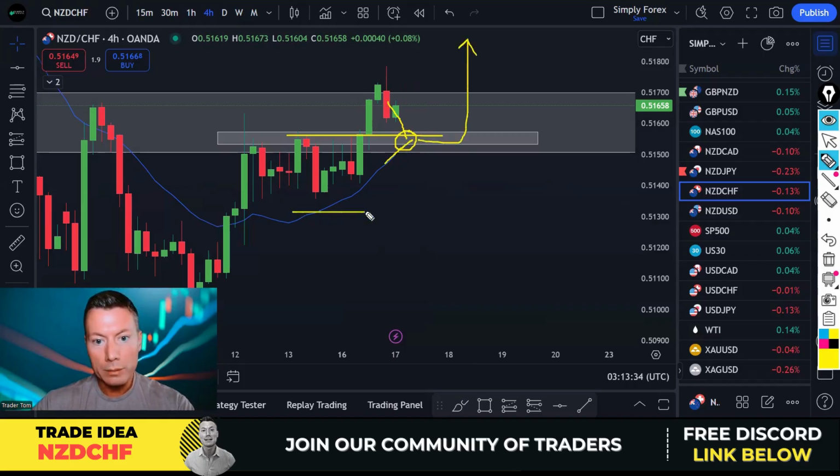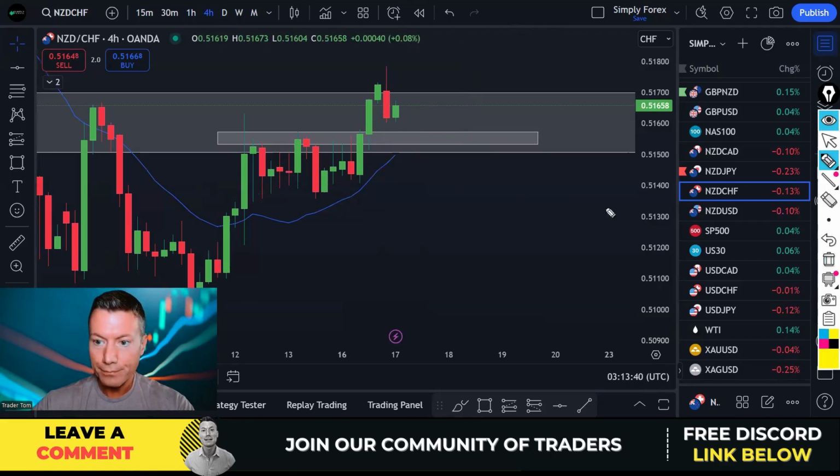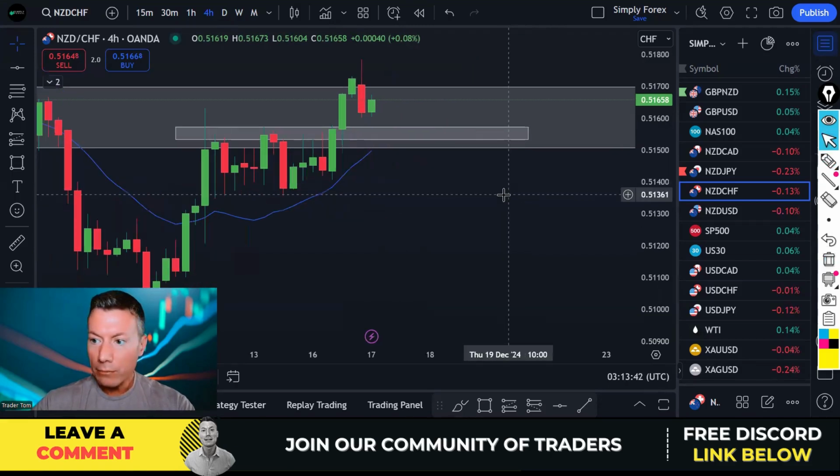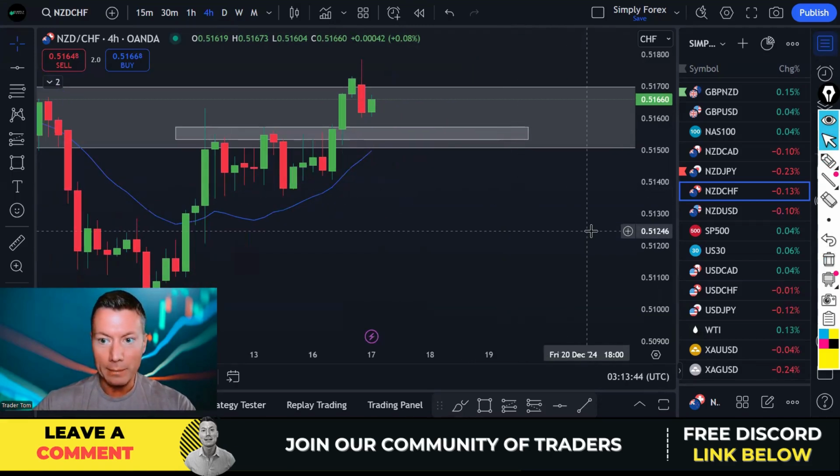Probably put my stop loss below these lows here. Yeah, stop loss or hedge, whatever you use, and look to take price higher. So yeah, they're all the Swiss franc pairs I'm looking at. So let's take a look at the yen pairs now.